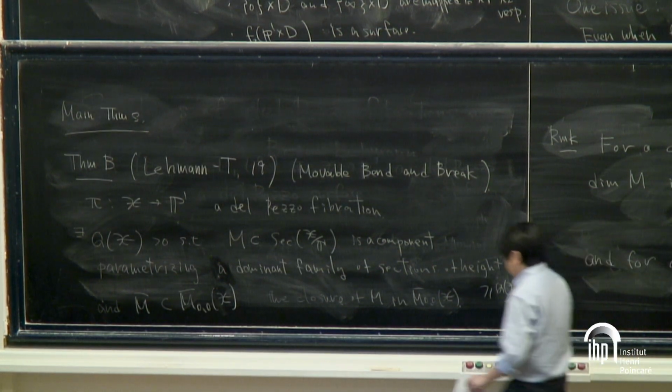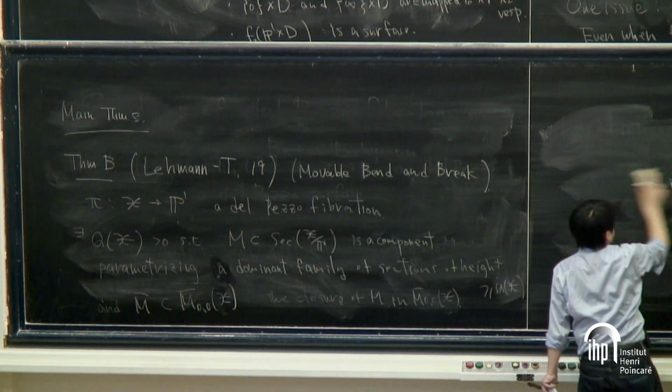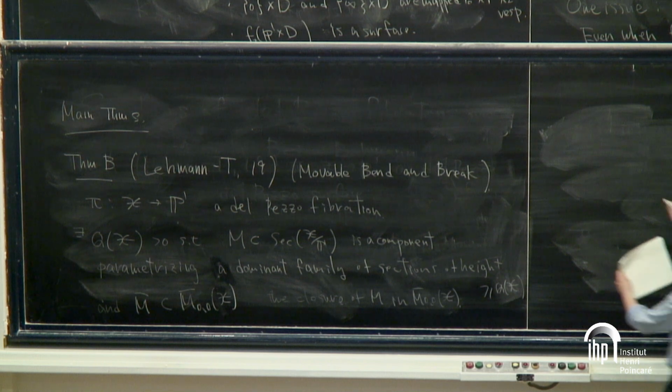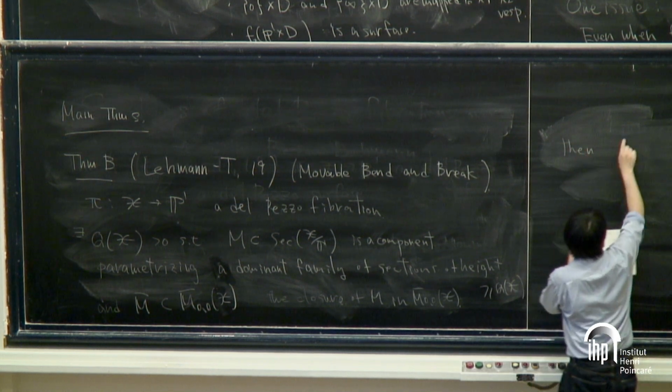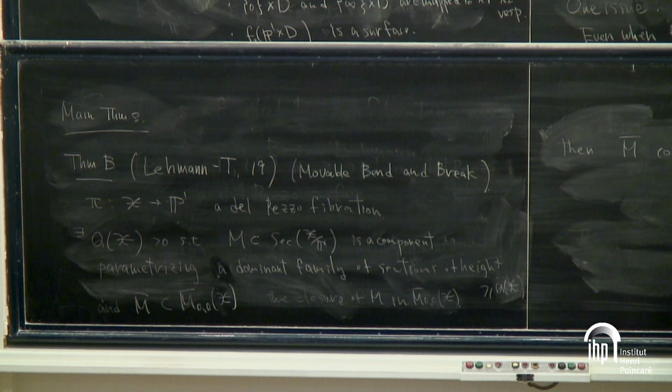Then basically we can prove that M bar contains a stable map whose domain consists of two components, P1 and P1, and each is a free rational curve. So essentially what we can prove is that the curve breaks into the union of two rational curves, both free. Then M bar contains a stable map.